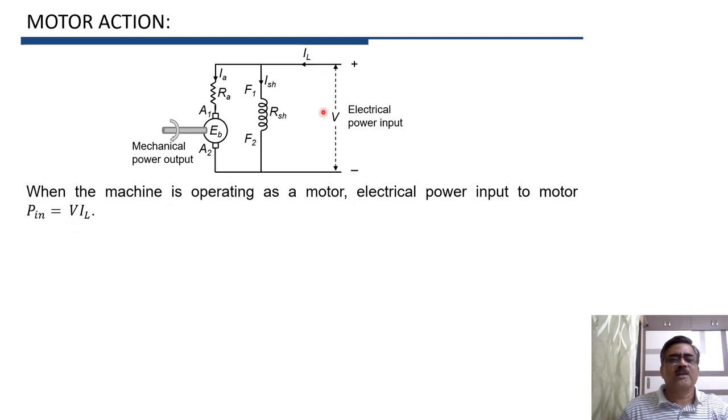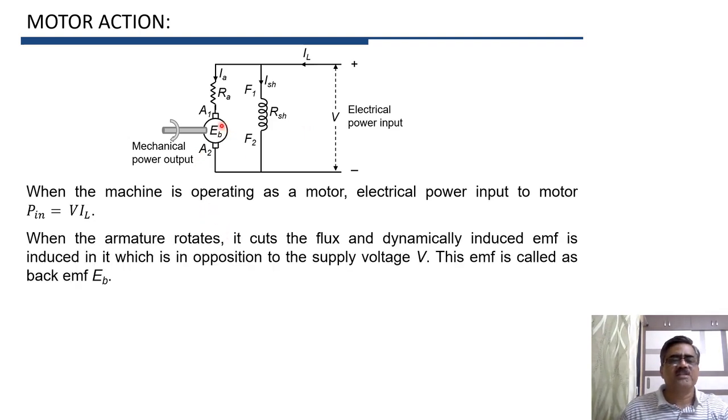Now when electrical power is supplied to the motor, its armature starts rotating. When the armature rotates, it cuts the flux produced by field poles, and because of that an EMF will be induced in the armature. Now this induced EMF opposes the supply voltage V, and therefore the induced EMF in the armature in case of a motor is called back EMF EB.